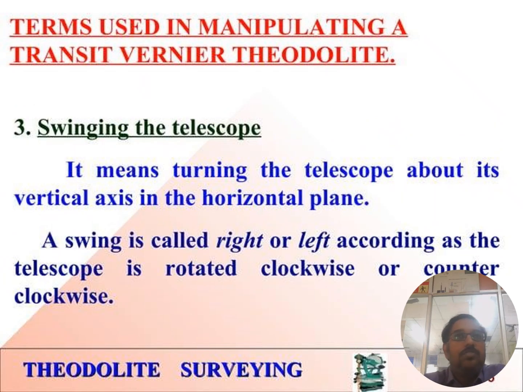Next is swinging the telescope. We have two types that are used to swing the theodolite. One will be the horizontal axis in the horizontal plane, and another one will be the vertical axis in the horizontal plane. It means we are going to turn the telescope towards face left and face right.